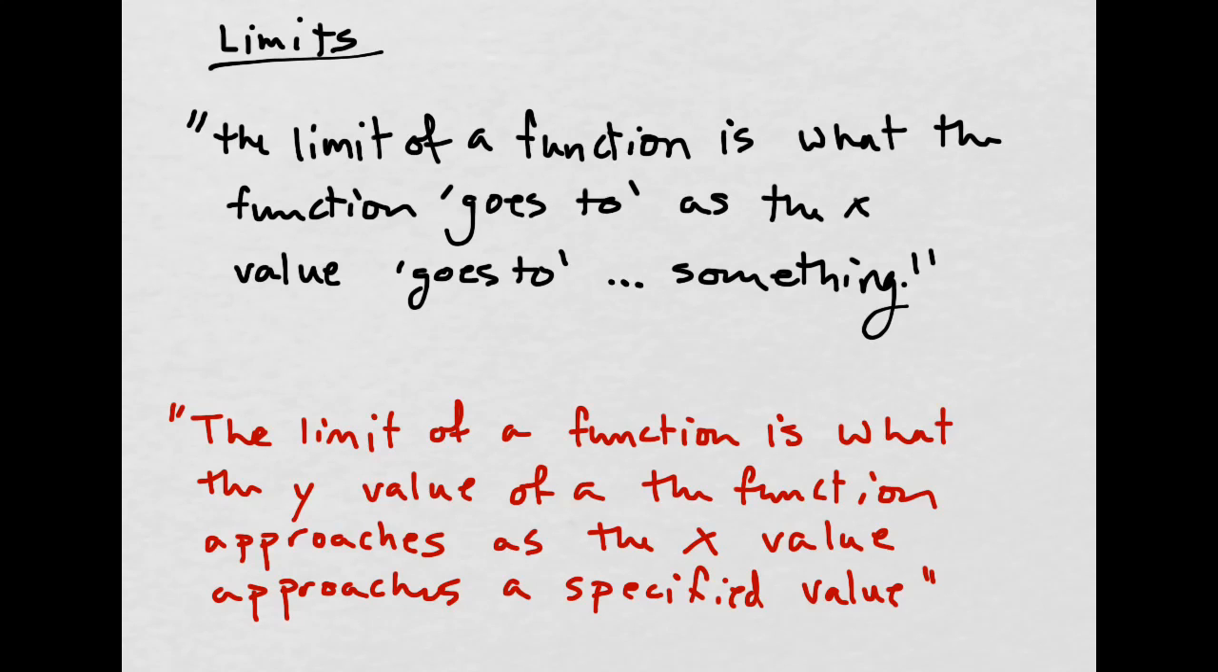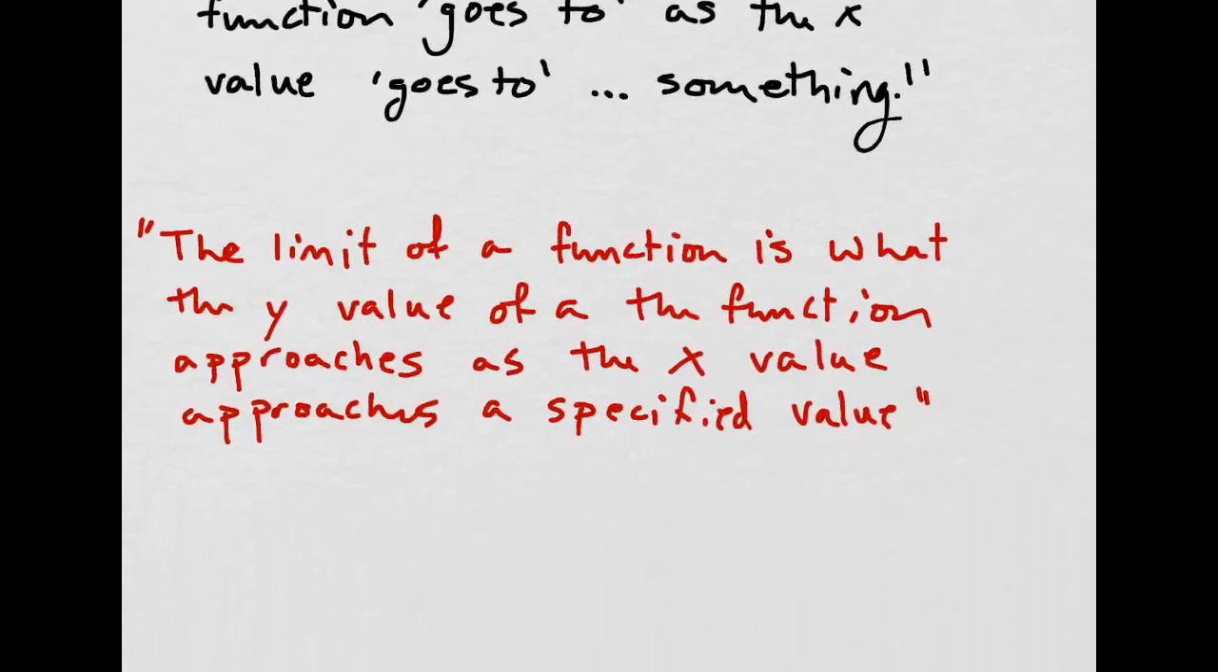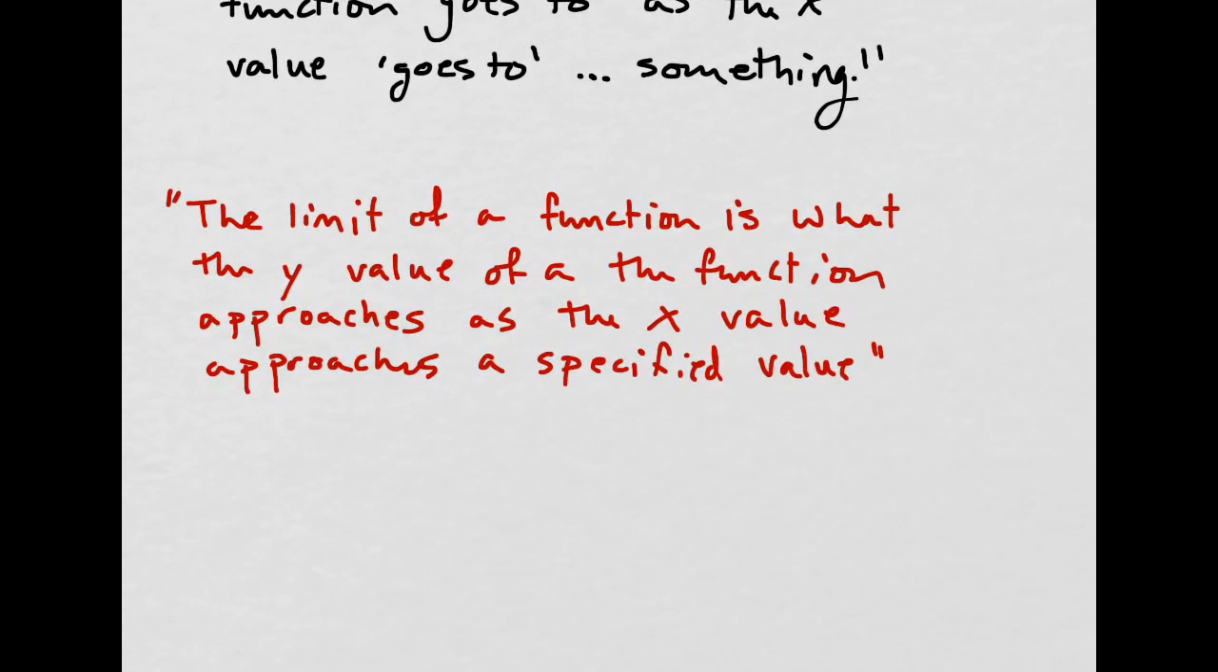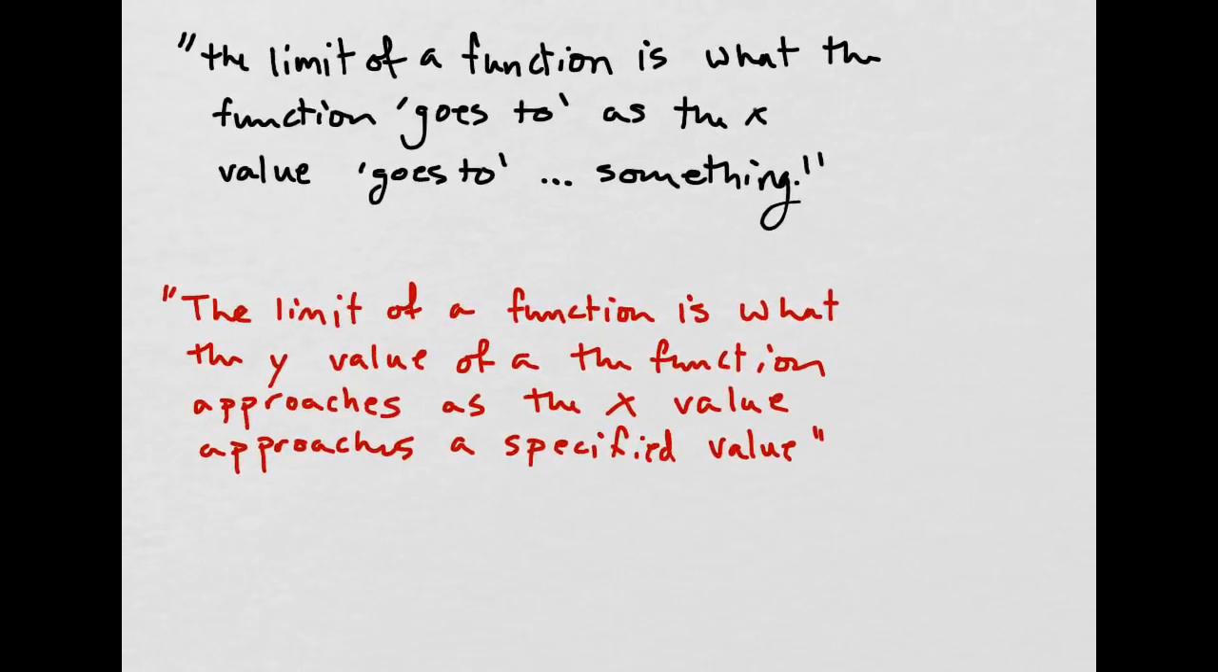The limit of a function is what the y value of the function approaches as the x value approaches a specific value. That's so many words. What is the y value getting closer and closer to as the x value is getting closer and closer to something else?